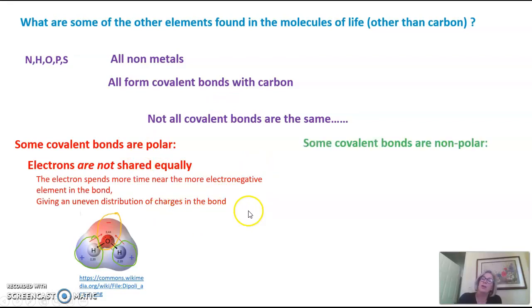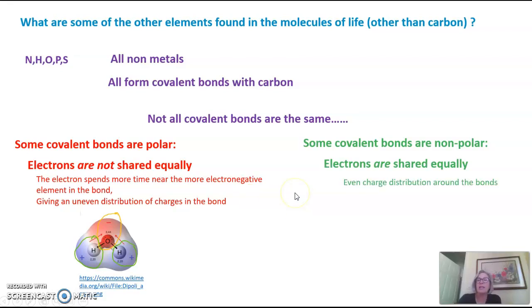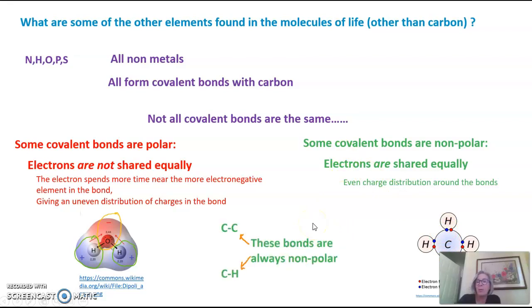Some covalent bonds are nonpolar. In a nonpolar bond, the electrons are shared equally, so there's an equal charge distribution around the bonds. An example here is methane, where you have all carbon-hydrogen bonds. These electrons are shared very evenly between all the carbons and hydrogens in this molecule. It's very important for you to know that carbon-carbon and carbon-hydrogen bonds are always nonpolar. Whenever you see those bonds, they are nonpolar bonds. The charges are distributed very evenly.